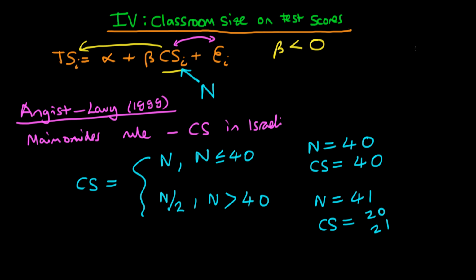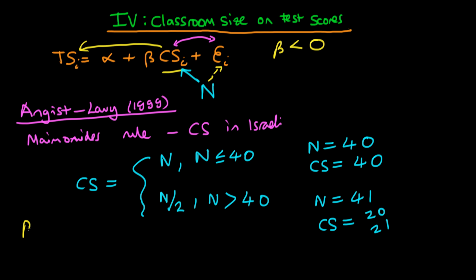But also, not only does it affect classroom size, it's likely not particularly correlated with these omitted factors, things like innate ability or an individual's family background. So because of that, you can see how this variable n could be used as an instrument for classroom size.